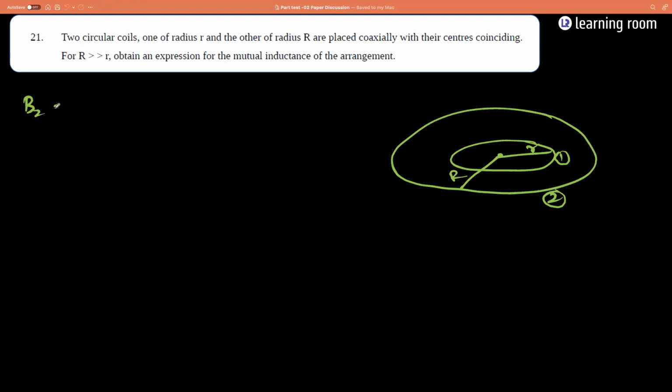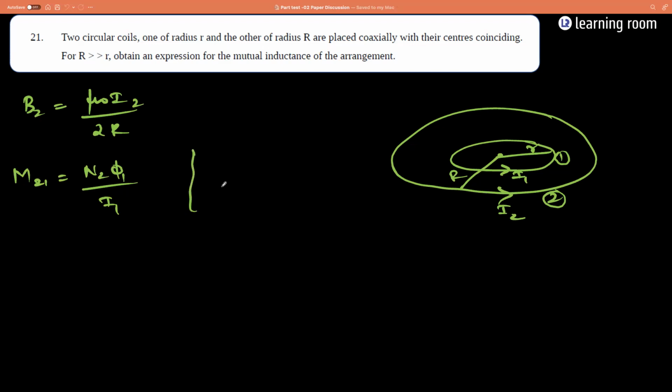So what is the magnetic field produced due to the second coil? Is it not mu naught into capital I divided by 2R? Let me say the current here is I2 and the current here is I1. So what is the formula for mutual inductance, guys? M21 is N2 phi2 divided by I1. Then what is M12? N1 phi1 divided by I2.